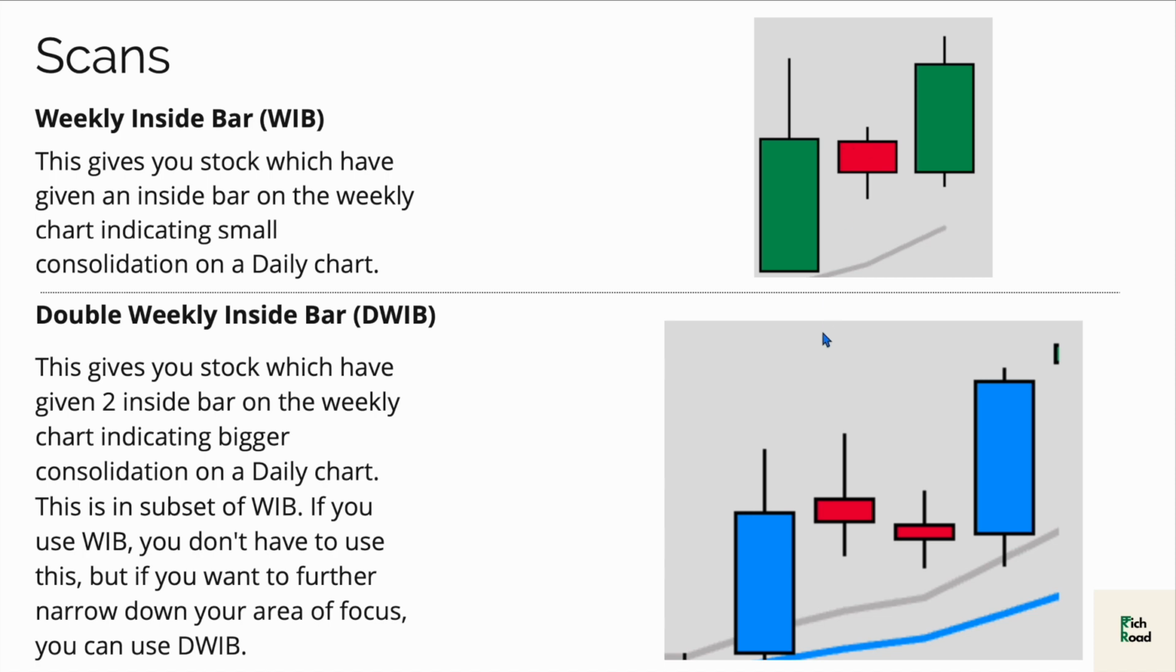Then comes the double weekly inside bar scan. Now what is that? So here there is only one inside bar, right? What double gives you is it will give you two inside bars. See here, there is a big bar, right? Big up move. This entire weekly candle is within this, okay? The next week to this is this, and this entire week, right, open and close, is within this. So we kind of have a double week inside bars. Now what this scan does is it gives you stocks which are consolidating for a long period of time.